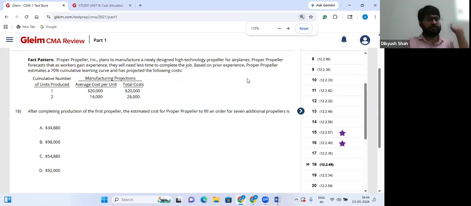See, this propeller question, again take the homework, this is separate. See, data will be same, only the last part will change.